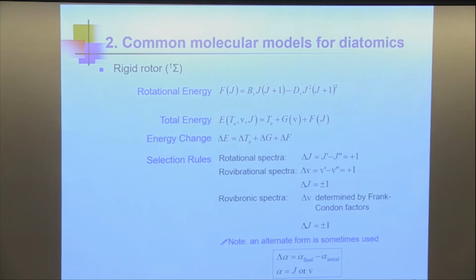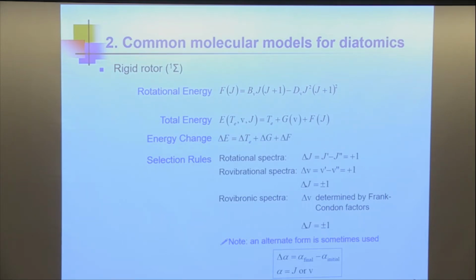Now, for rovibronic spectra. That's rovibrational. I use rotational-vibrational to mean the combination of rotation and vibration. I use the term rovibronic to mean the combination of rotation, vibration, and electronic. So when you go between two electronic states, you have to worry about the change in all three: rotational, vibrational, electronic. So I call that rovibronic. Not everyone uses that terminology. Now, it turns out that delta J continues to be plus or minus 1.